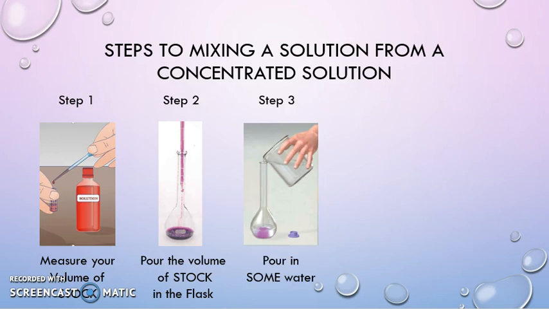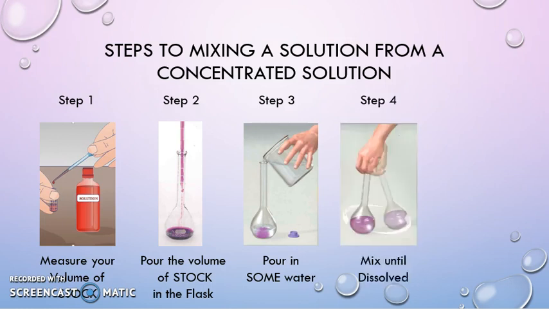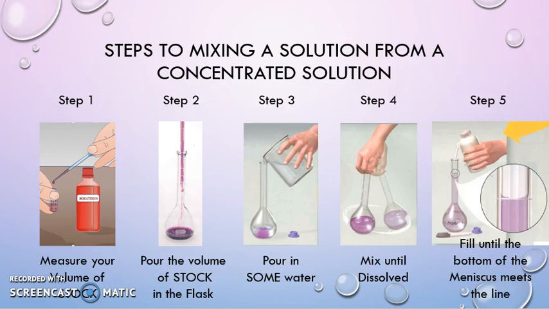Step 3. Pour in some water. Don't ever fill the flask up all the way on the first go, because you want to make sure that you have room enough to mix until that solution is very well dissolved. After that takes place, of course, you can fill all the way up to the line very, very carefully, drop by drop, until the bottom of the meniscus kisses the line. Never want to fill past the line. If you add too much water, some of the solution actually mixes in with that extra water and you can't be guaranteed to have the perfect molarity solution anymore. And it's not a simple fix.